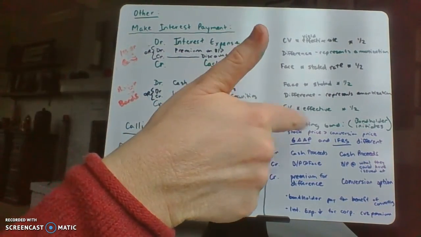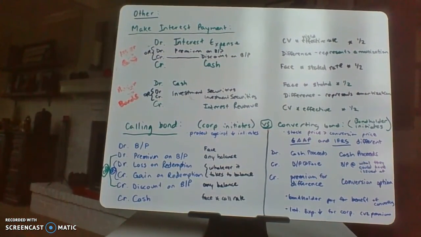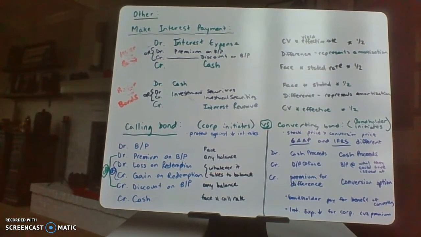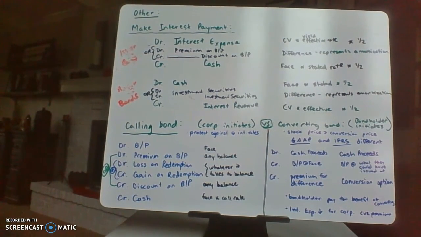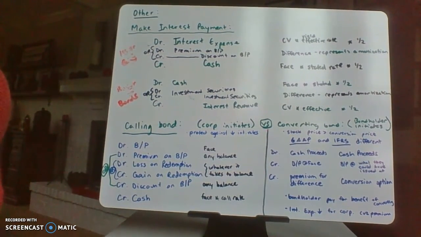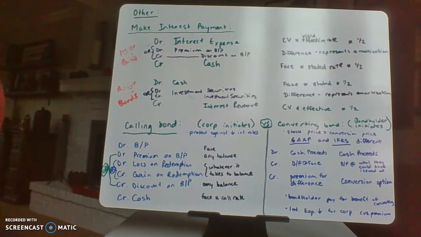Then finally, these last two things are kind of the hard thing. Calling bonds versus converting bonds. Calling bonds, the corporate initiates, and they do it to protect against interest rate declines, because if I'm paying at 10% stated rate and interest rates go down to 4%, I don't want to keep paying at 10%. I'd rather call the bonds. And converting bonds is for the bondholder to initiate if stock price is greater than a conversion price on something.